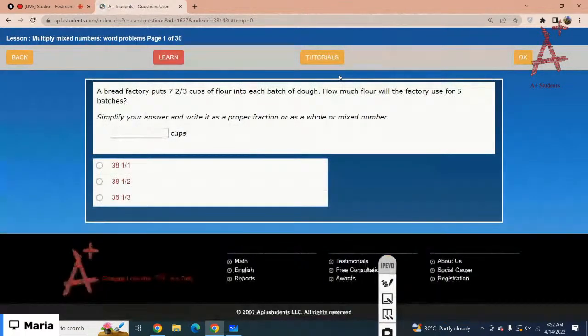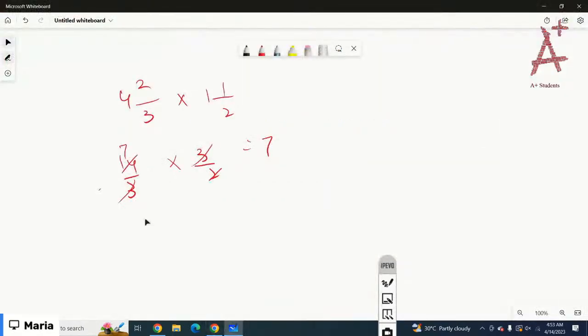Okay, a bread factory puts 7 whole 2 over 3 cups of flour into each batch of dough. How much flour will the factory use for 5 batches? So basically you need to do 5 times 7 whole 2 over 3. Got it? Let me just do it on board. 7 whole 2 over 3 times 5.